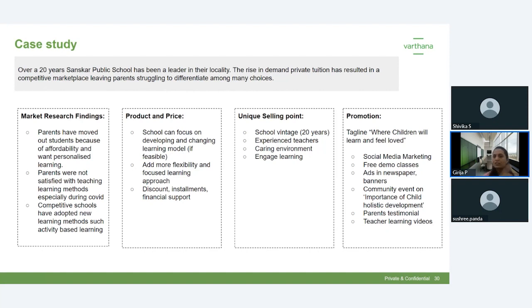So this is how a school can do school marketing, do the planning and strategy, promote the school, target the parents and increase their enrollment.